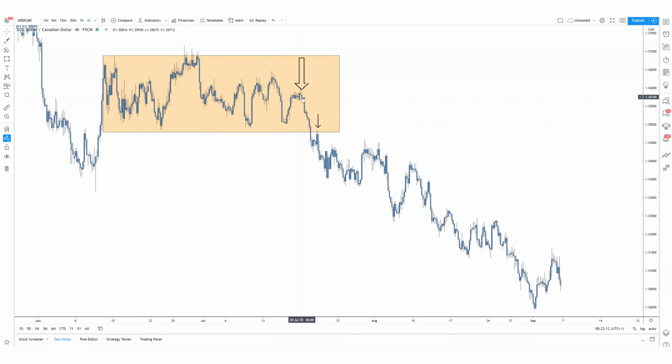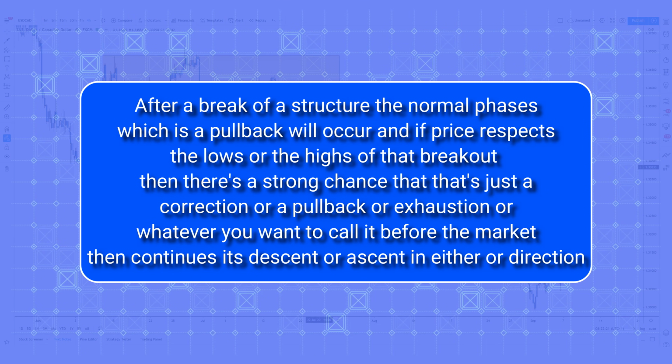pattern here that if price was trapped and eventually we have this break of structure, then what you can identify is that after a break of structure, the normal phase, which is a pullback, will occur. And if price respects the lows or the highs of that breakout, then there's a strong chance that that's just a correction or a pullback or exhaustion, whatever you want to call it, before the market then continues its descent or ascent in either direction.